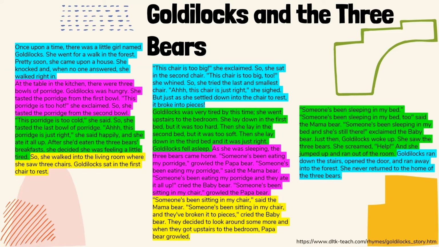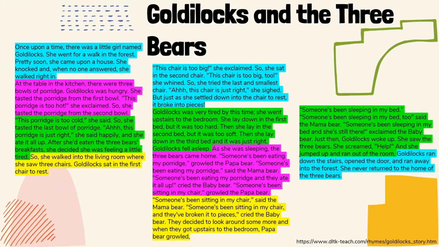Once upon a time, there was a little girl named Goldilocks. She went for a walk in the forest. Pretty soon, she came upon a house. She knocked, and when no one answered, she walked right in. At the table in the kitchen, there were 3 bowls of porridge. Goldilocks was hungry. She tasted the porridge from the first bowl. "This porridge is too hot," she exclaimed. So she tasted porridge from the second bowl. "This porridge is too cold," she said. So she tasted the last bowl of porridge. "Ah, this porridge is just right," she said happily, and she ate it all up.